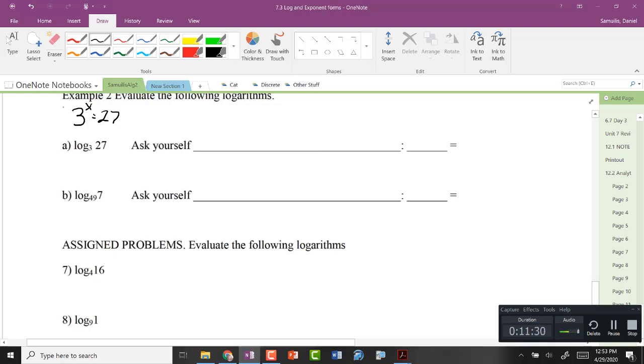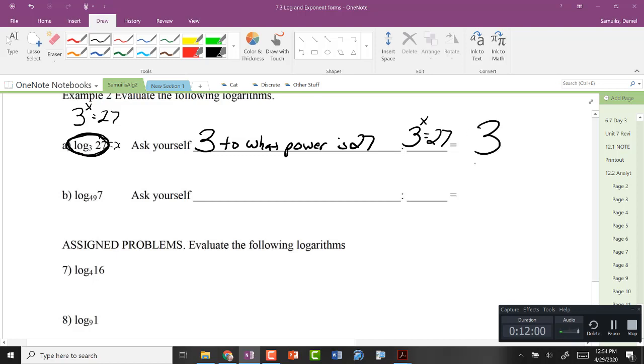You would be converting this into a logarithm. Log base 3 of 27 is equal to the exponent. The exponent's unknown. So this is what you're asking yourself. That's literally the question. 3 to what power is 27? That's what this means. And hopefully we know that that is 3.